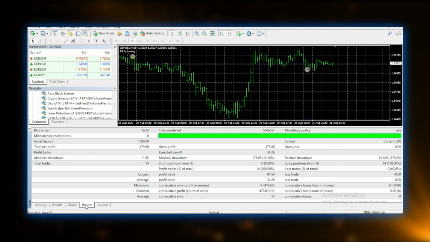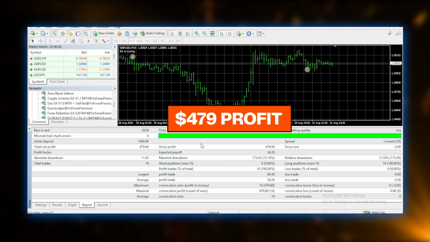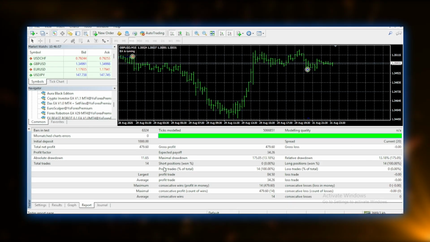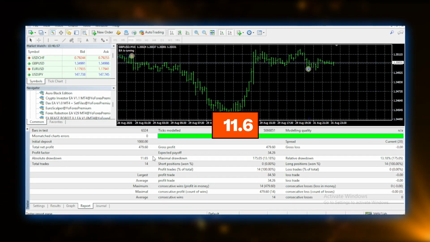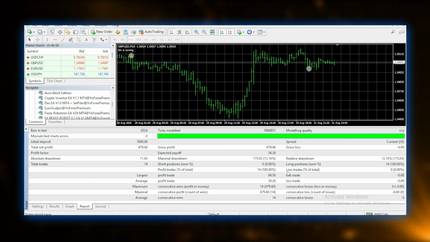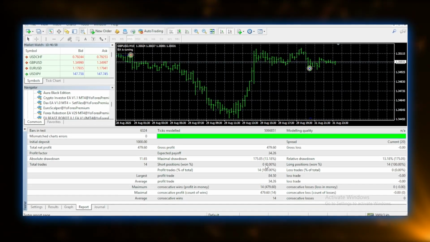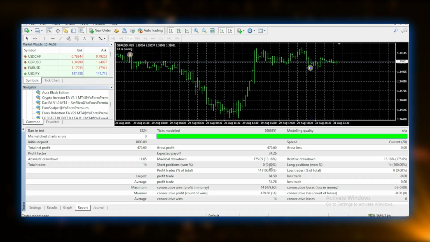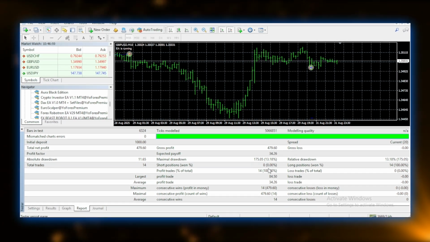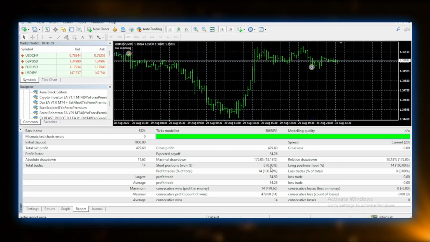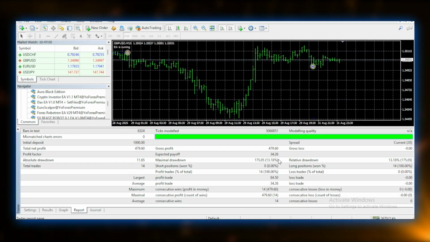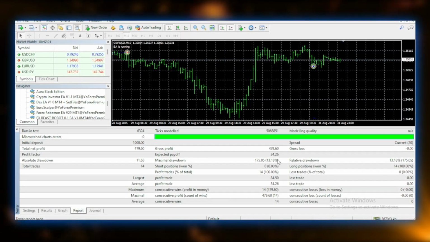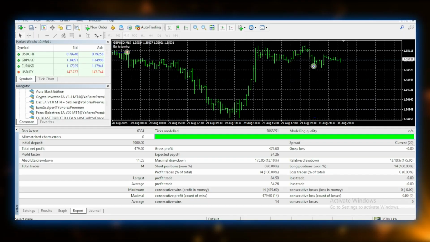In this test, it generated $479 profit on a $1,000 deposit, achieving a profit factor of 11.65 with 0 losing trades. Each trade was calculated with precision, reflecting how the EA adapts to market volatility and avoids overexposure. The results clearly highlight that Forex Robotron V29 is designed for accuracy, low drawdown, and smooth capital growth, making it ideal for both small and large accounts.